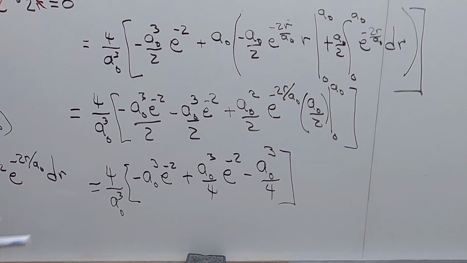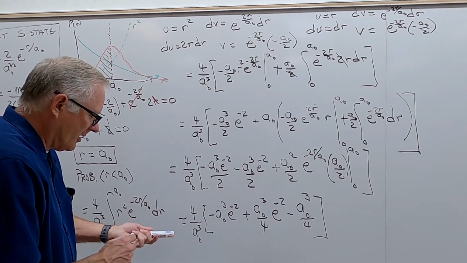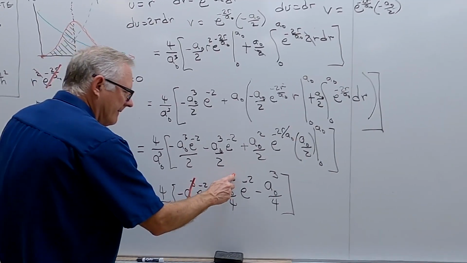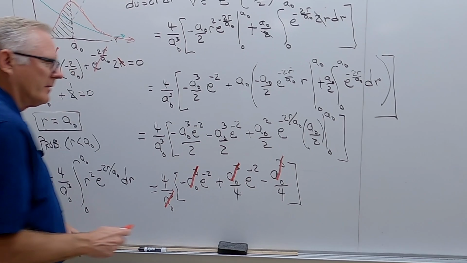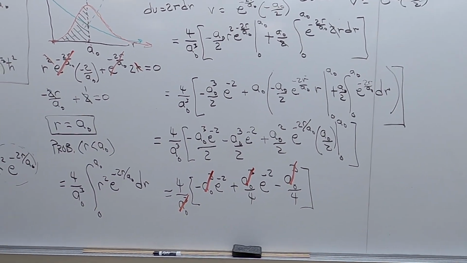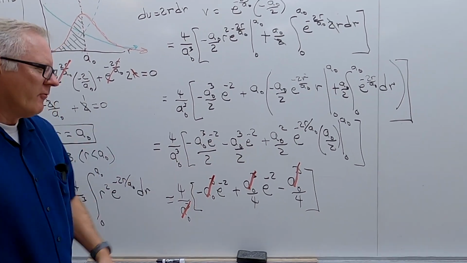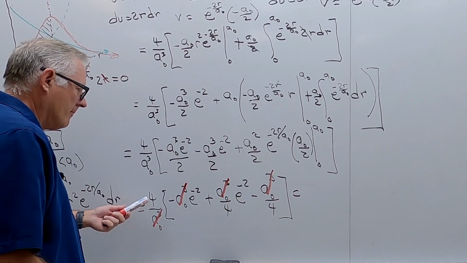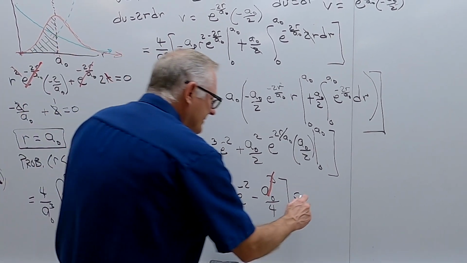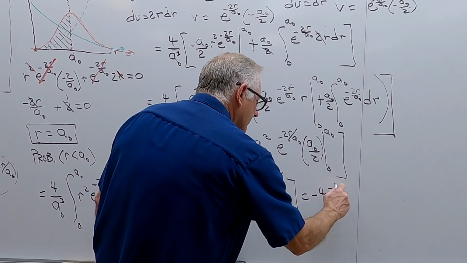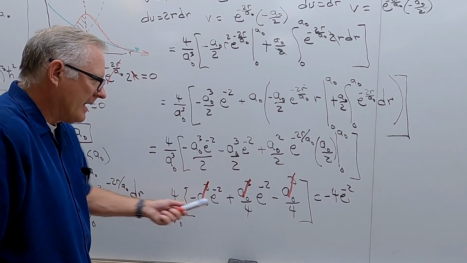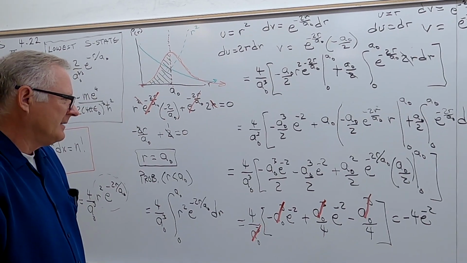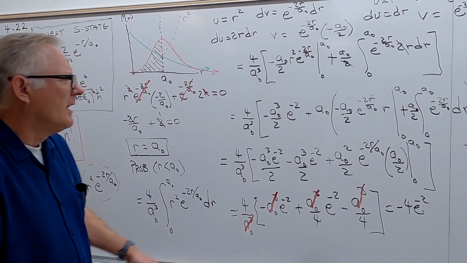Okay, this is the probability. Now, if the a naught cubes all drop out, it should be unitless. It's a probability right there. If we multiply by 4, then this is minus 4e to the minus 2. The 4's drop out, plus e to the minus 2, plus e to the minus 2.